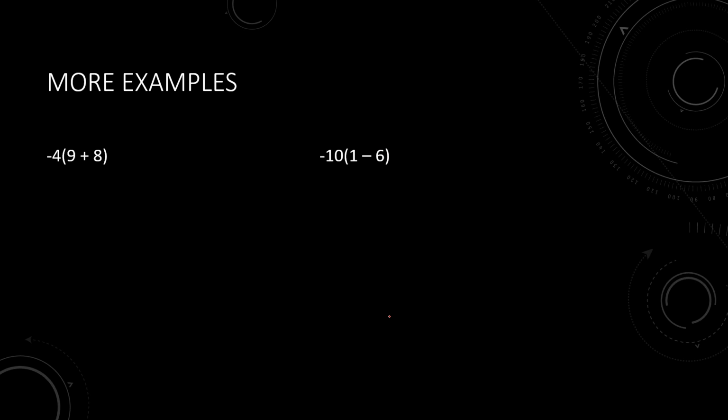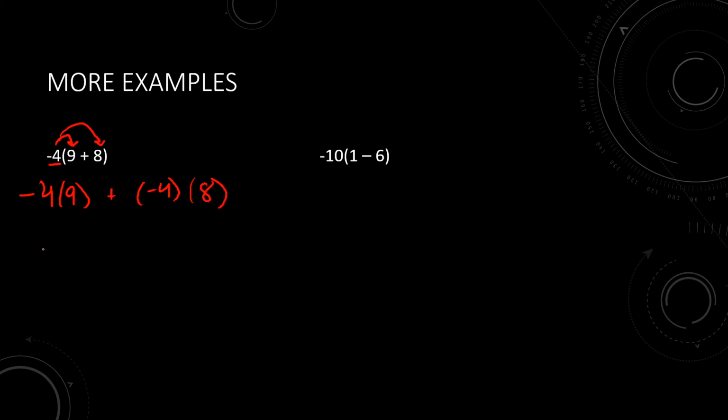Let's do some more examples. On these ones, you can see that I have a negative number in front. That doesn't change how we solve these. The only thing that it really changes is that I'm going to be distributing a negative number instead of a positive one. So if I have negative 4 out here, I'm going to do negative 4 times 9. My plus sign still goes in the middle, and then I'm going to have negative 4 times 8.